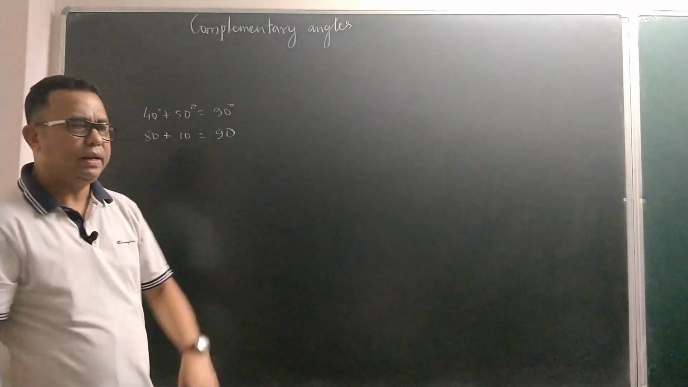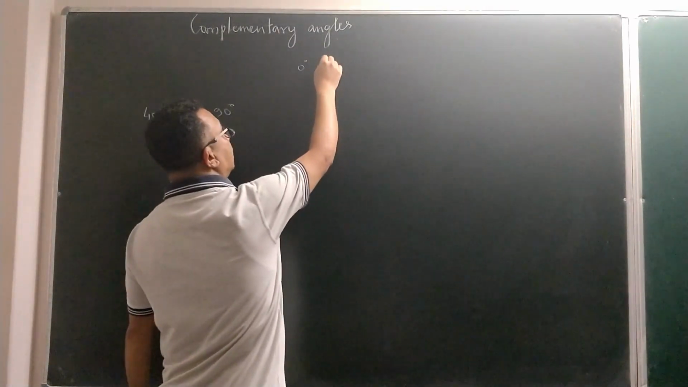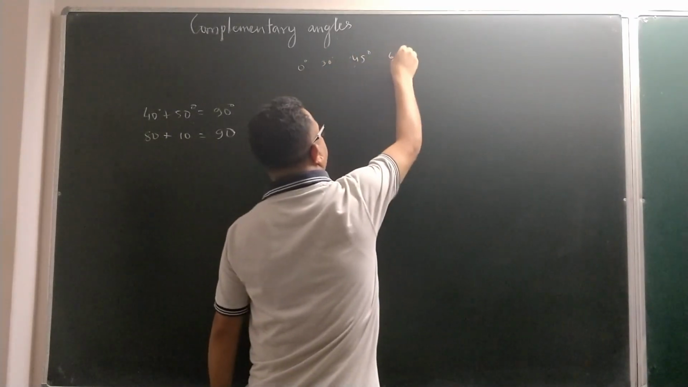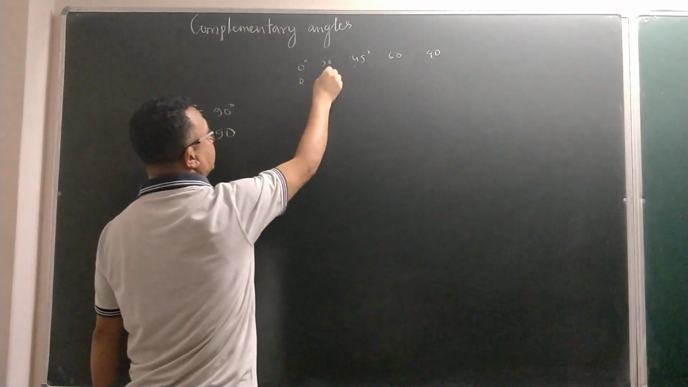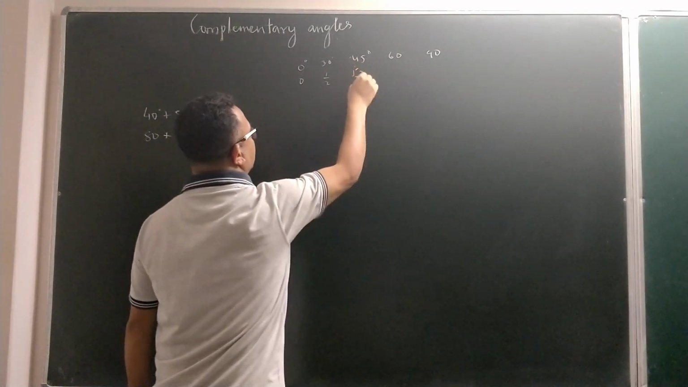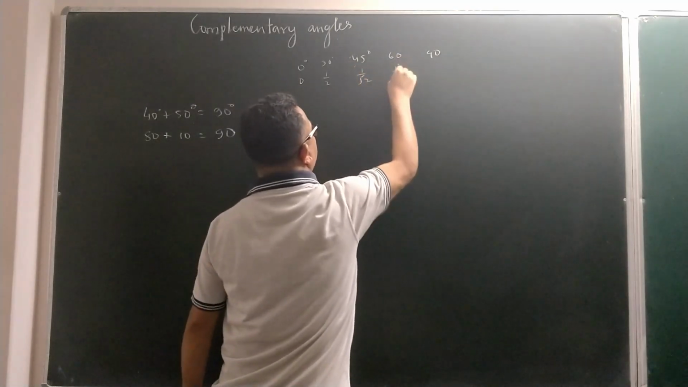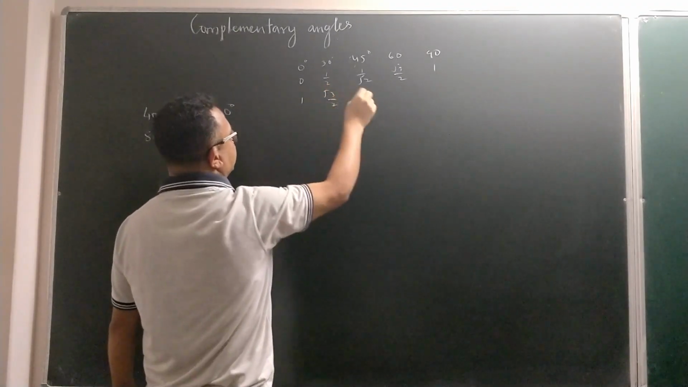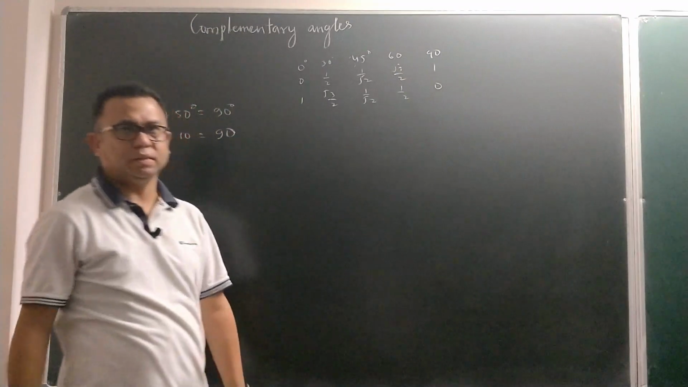Now just to give you an idea, since you know the value of 0 degree, 30 degree, 45 degree, 60 degree and 90 degree, these values you already know. For sine, it is 0, half, 1 by root 2, root 3 by 2, 1, and for cos it is 1, root 3 by 2, 1 by root 2, 1 by 2, 0. Okay, just to show you a relationship.